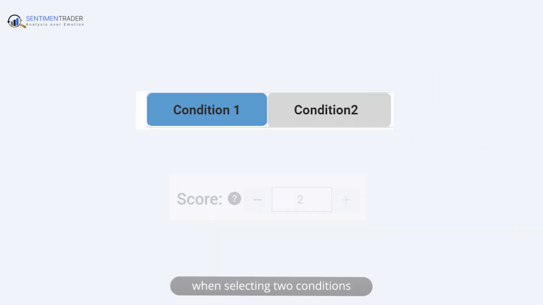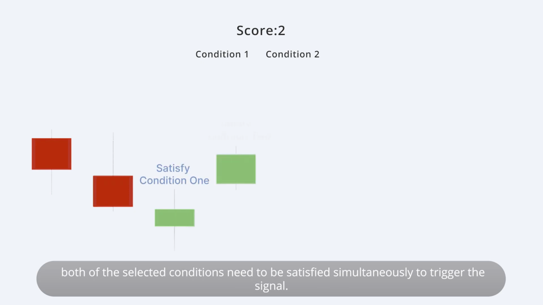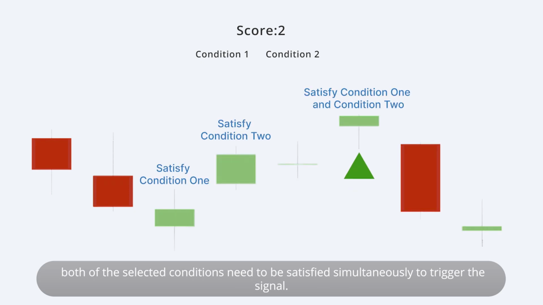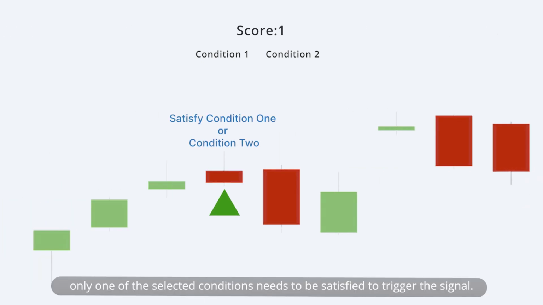For example, when selecting two conditions, the maximum score value is 2. When score is set to 2, both of the selected conditions need to be satisfied simultaneously to trigger the signal. When score is set to 1, only one of the selected conditions needs to be satisfied to trigger the signal.